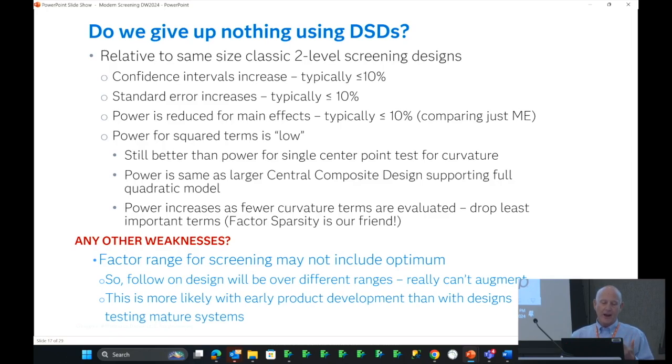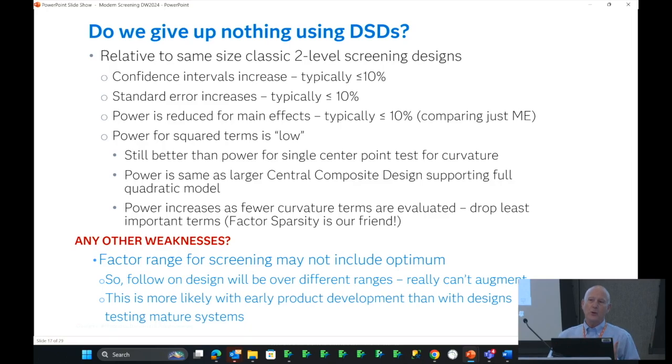And if you actually start calculating the power for some of these designs, you'll find that the power is the same or larger than even some designs that people have used for years, like central composite designs that support full quadratic models. And the other thing to keep in mind, anytime you start dropping terms from your model, the power increases for those other factors. So again, I don't have time to go into slides on this, but we can show you how the power increases for these definitive screening designs.